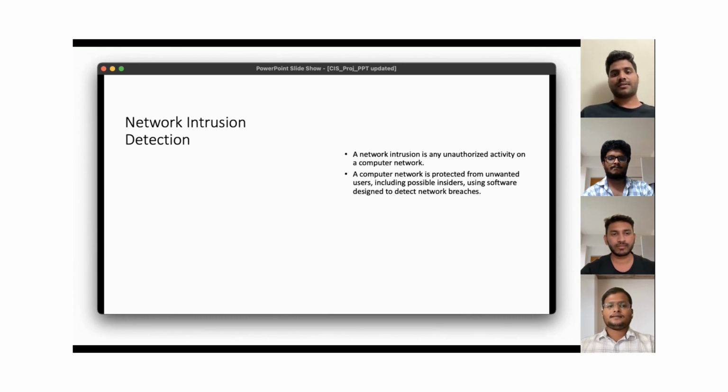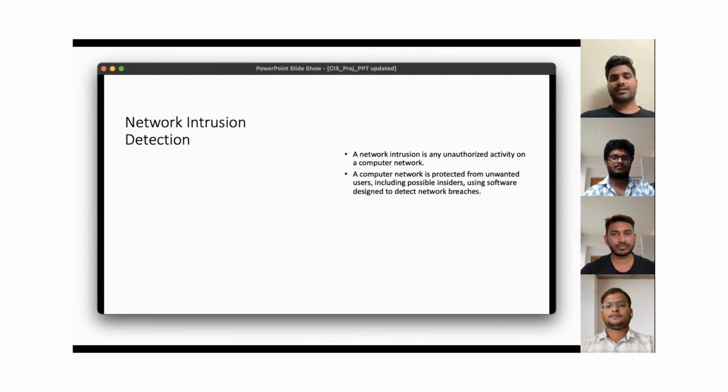The signature-based involves looking for patterns or signatures of known attacks in network traffic. This uses predefined rules to compare network traffic to a database of known attacks. If a match is found, the intrusion detection system generates an alert.